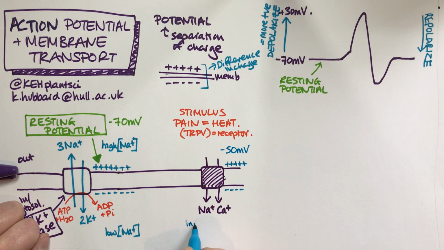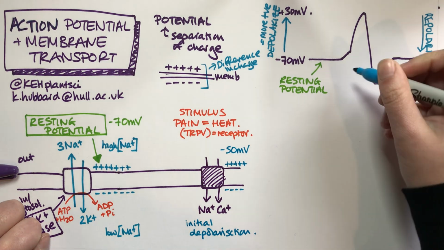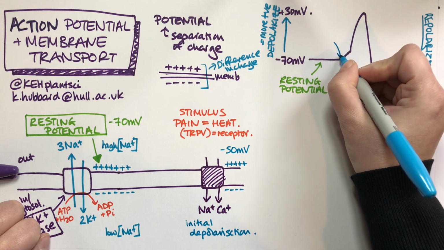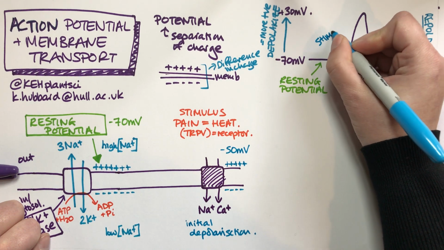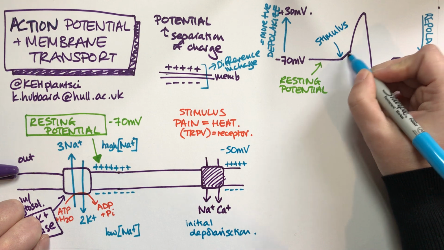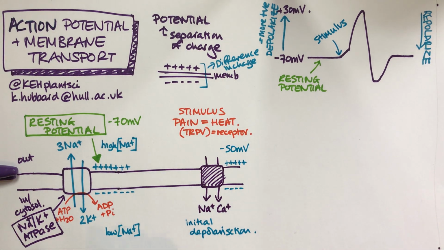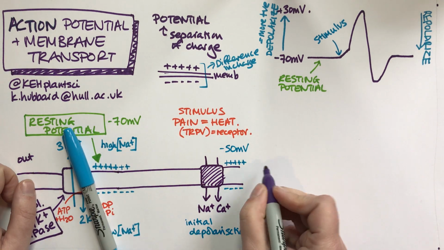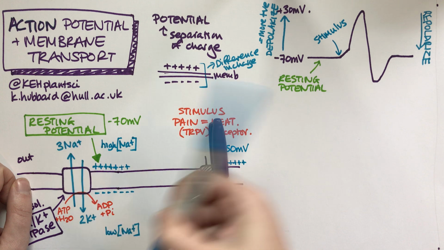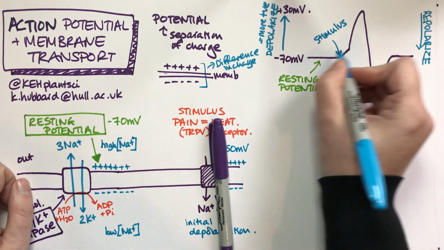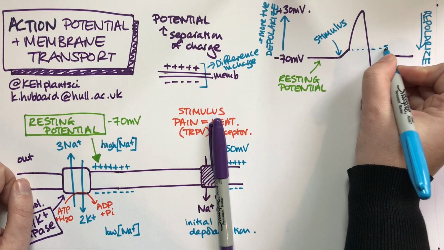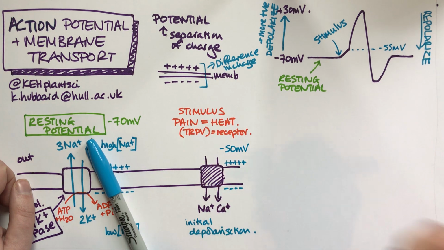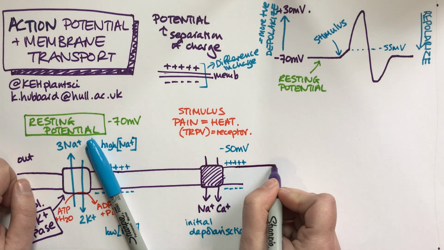So we've got an initial depolarization. Okay, so this is what's happening here. We start to make the membrane a little bit more positive. Okay. And that starts slowly to start with, but then what happens is once we reach a particular threshold, which is round about minus 55, another channel gets going.